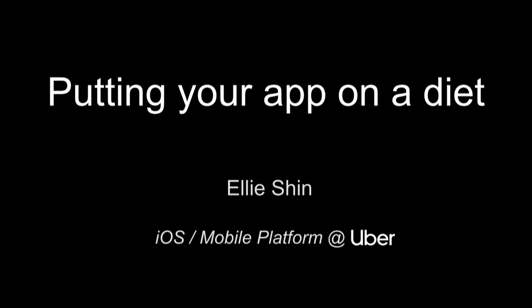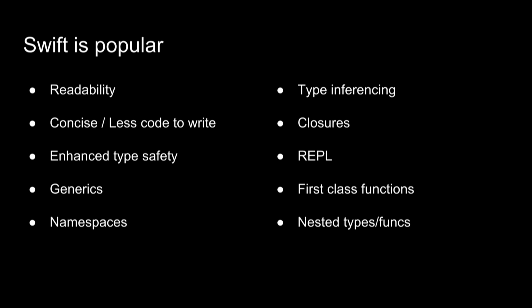In this talk, I'll be going over various aspects of the binary size of apps written in Swift. So Swift has recently become very popular compared to Objective-C. It's more readable, it's more concise, there's less code to write, and it has enhanced type safety, generics, namespaces, type inferencing, closures, a REPL, et cetera, et cetera.